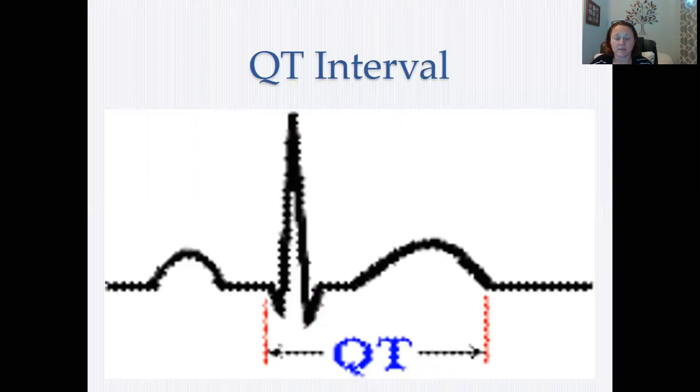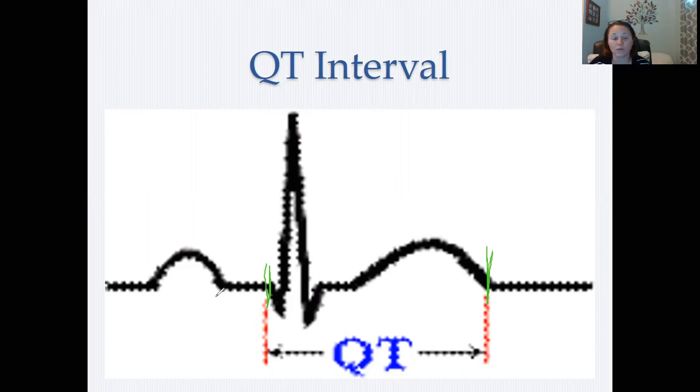So last up, we have our QT interval. The QT interval is going to go from the beginning of the Q wave to the end of the T wave. So this is going to represent the total amount of time it takes for the ventricle to contract and then return to its normal relaxed state.